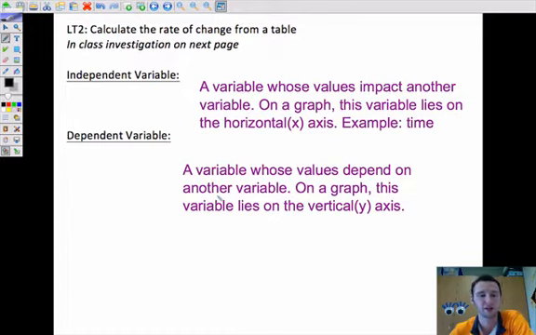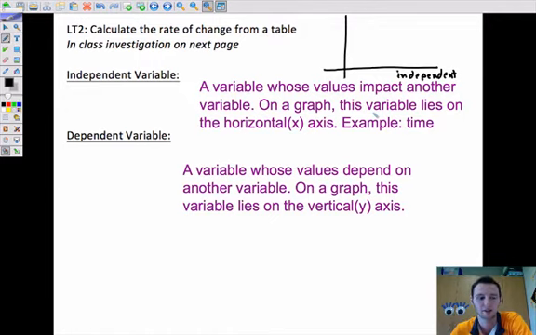The first is an independent variable. An independent variable is a variable whose values impact another variable. On a graph, this variable lies on the horizontal axis, which we know is the x-axis. So along this x-axis is where we put the independent variable. A good example of this is time.